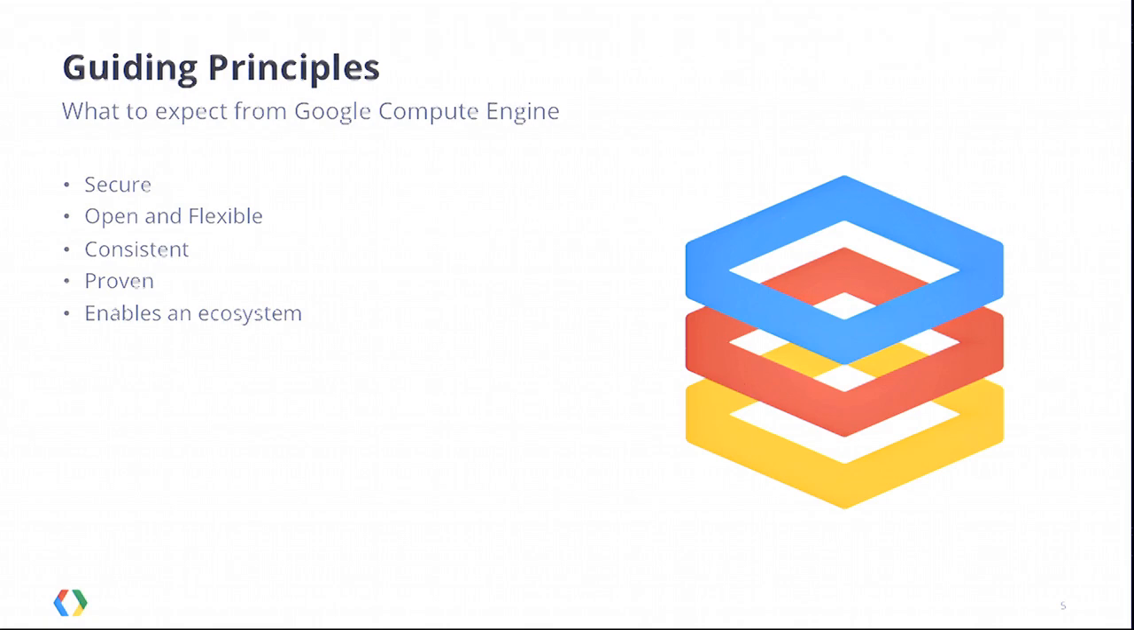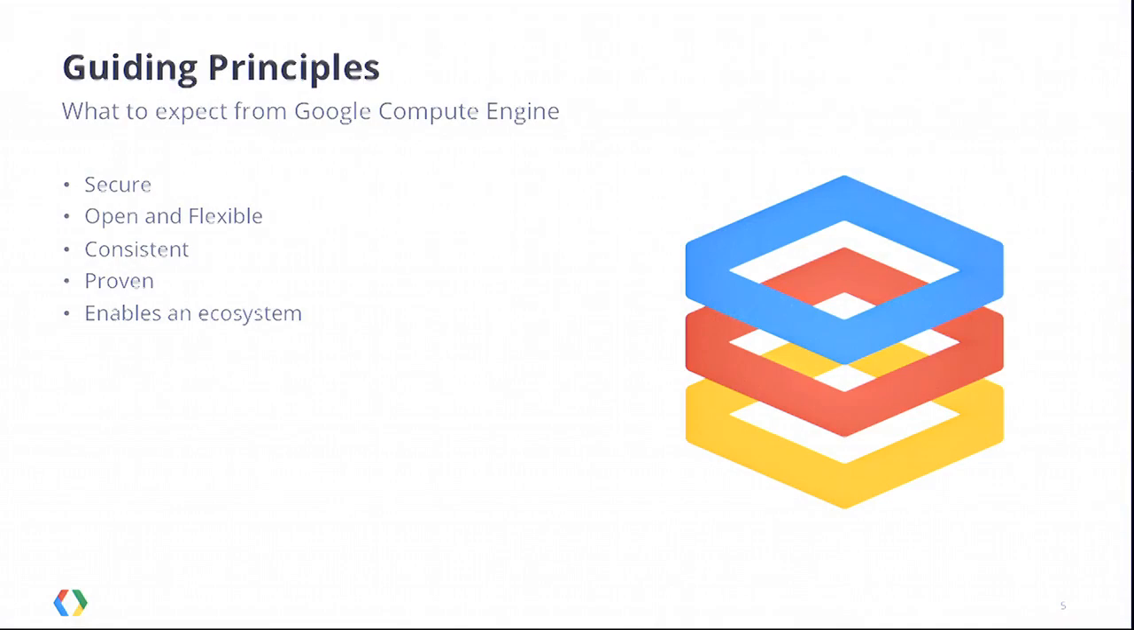The next thing is we want things to be open and flexible and familiar. And this applies both at the control layer. Our API, while it's a Google Compute Engine specific API, we've built it to leverage well-known concepts and to be familiar. But also within the virtual machine, we provide a familiar environment so that you can get up and running as quickly as possible.